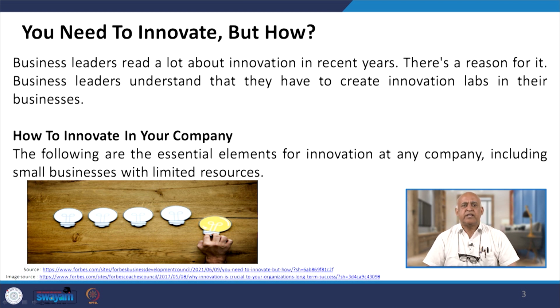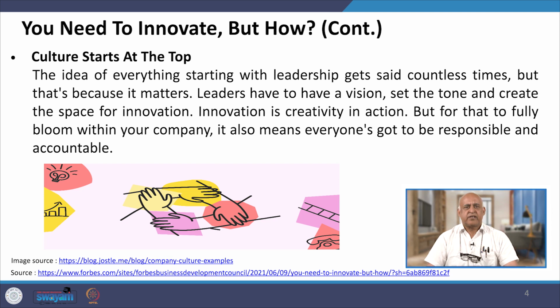The following are the essential elements for the innovation of any company, including small businesses with limited resources. First is that culture starts at the top. The idea of everything starting with leadership gets said countless times, but that is because it matters. Leaders have to have a vision, set the tone and create the space for innovation. Innovation is creativity in action, but for that to fully bloom within your company, everyone has to be responsible and accountable.